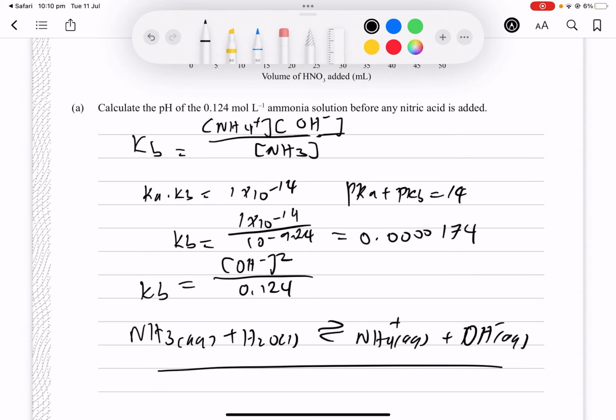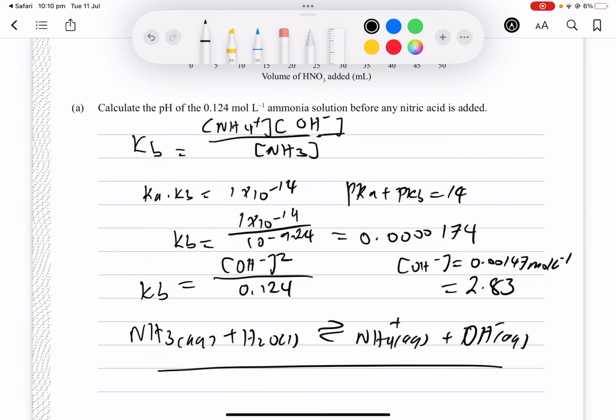Okay, so we're going to multiply both sides by 0.124. Find the square root. So the OH minus concentration is equal to 0.00147 mole per liter. So therefore pOH is the negative log of that, so that's going to be equal to 2.83.